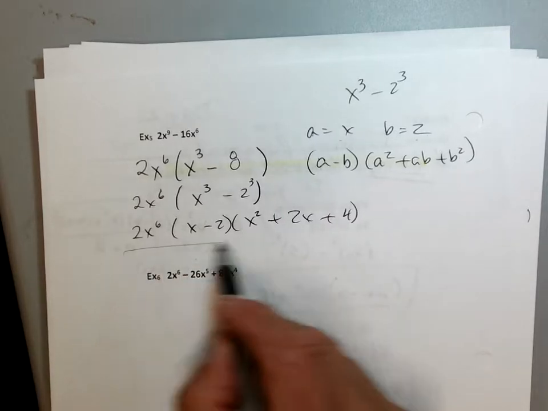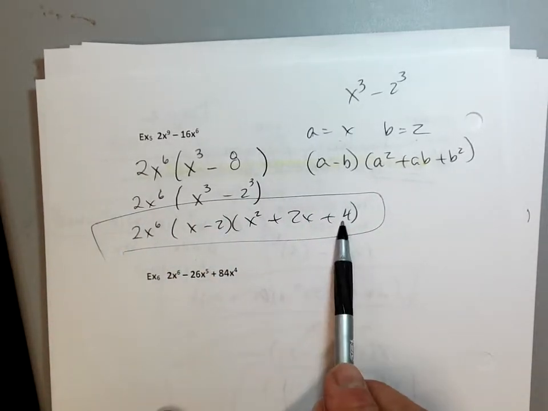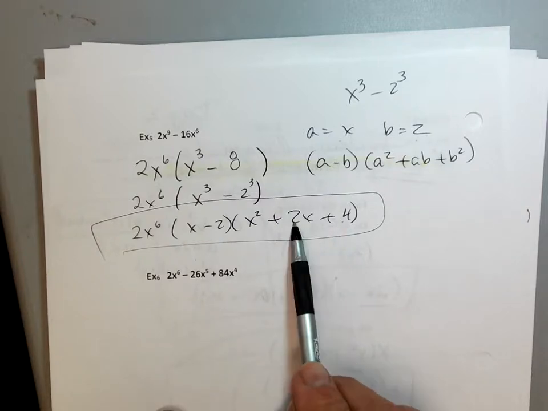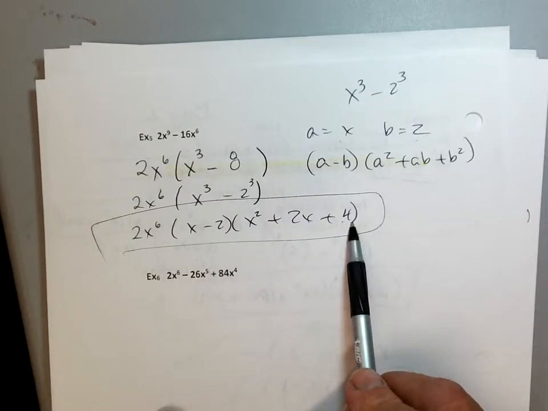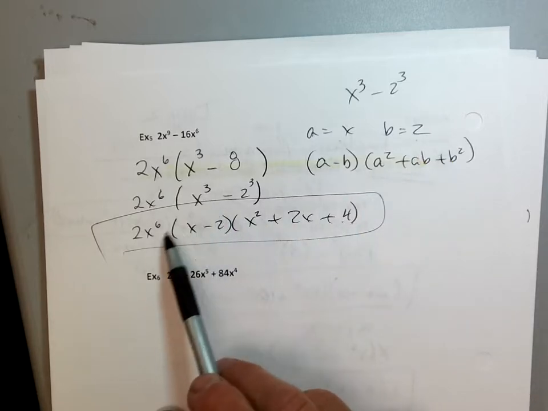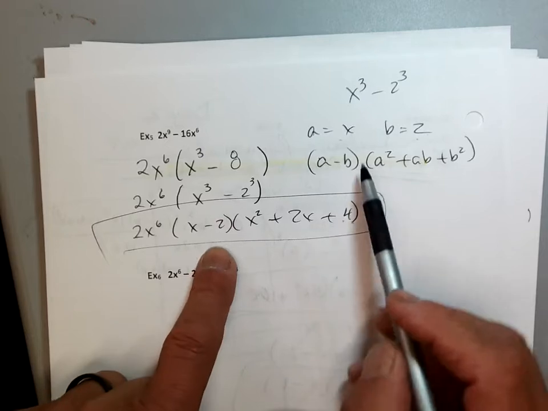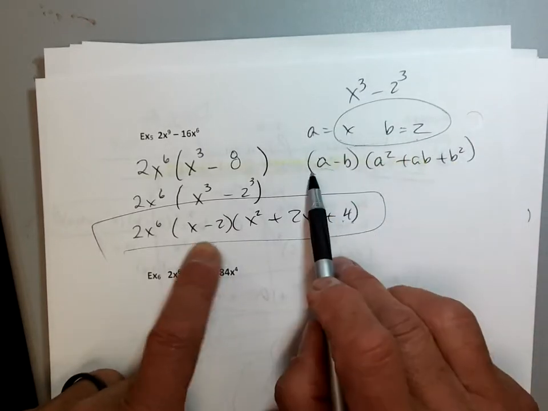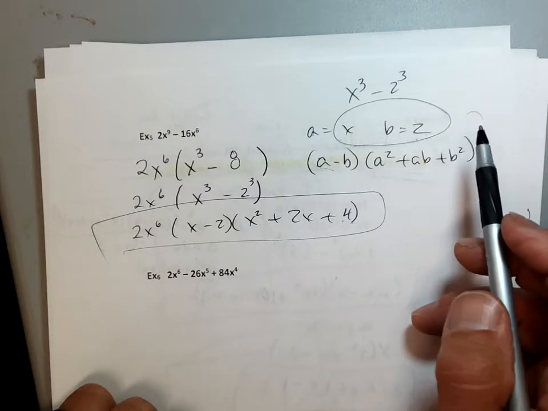Then you could redo that? You can't. No, because that won't factor. B would just be 2 and you don't include the exponent. Oh, 2 squared is 4, right? So that x minus 2 is the a minus b.